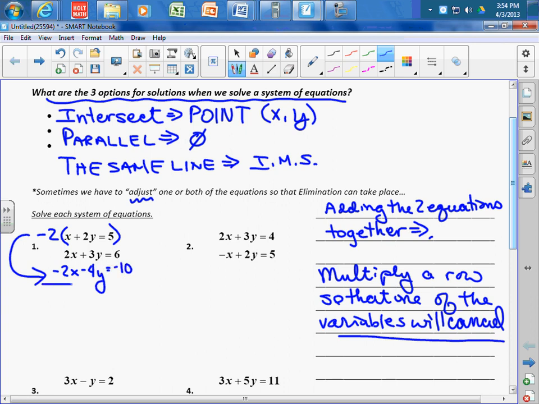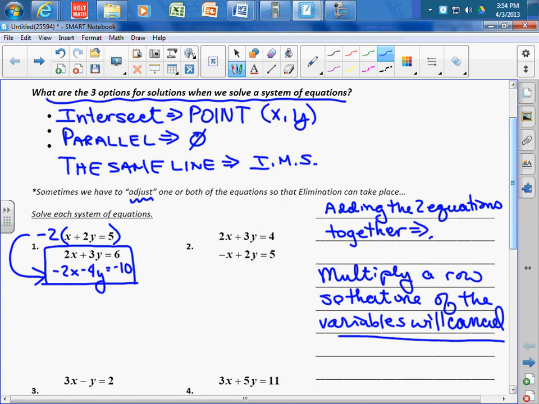Remember, it's the entire row. And that is a perfectly legal move to do, multiplying everything in that row by negative 2. It's the same equation, it just looks a little bit different because I'm multiplying everything by negative 2. But it is actually the same equation. Now I'm adding these two equations together, and look what happens. The 2x and the negative 2x cancel out.